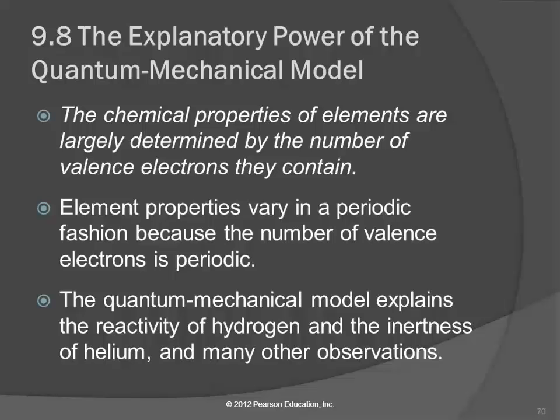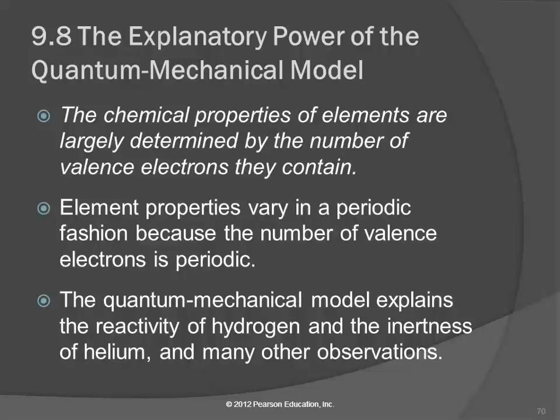The explanatory power of the quantum mechanical model. The chemical properties of elements are largely determined by the number of valence electrons they contain. We've been looking at how in the different columns in the periodic table, those elements are going to have the same number of valence electrons, at least in the main group elements.